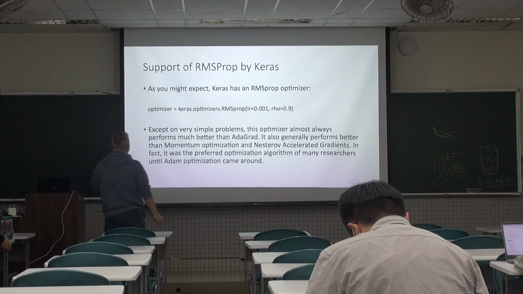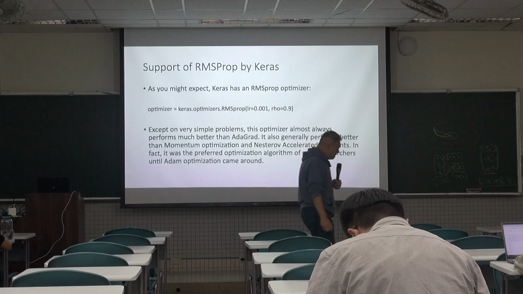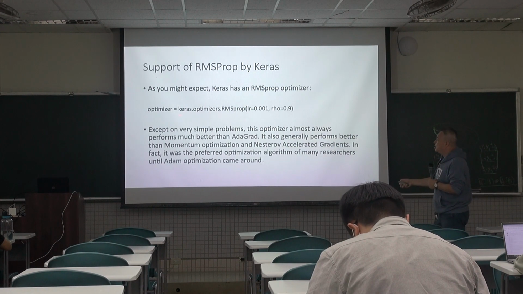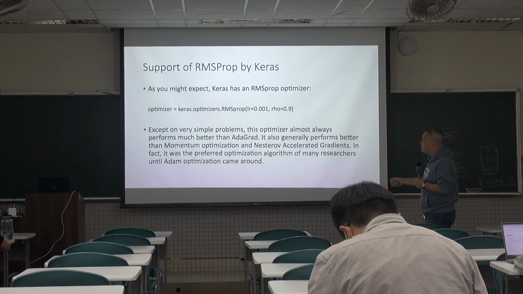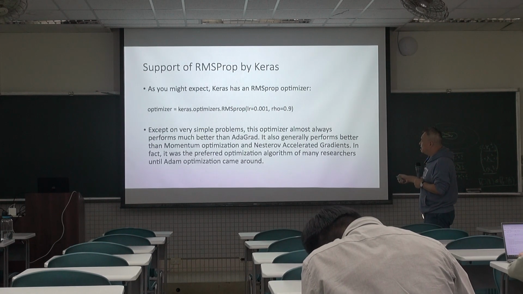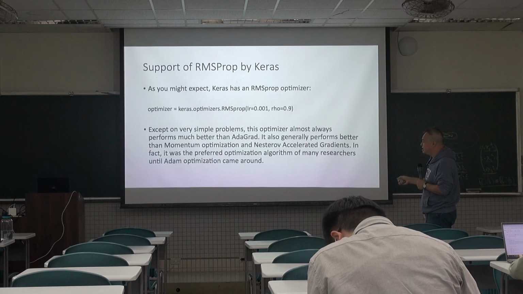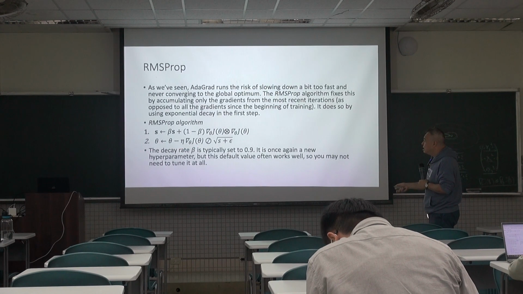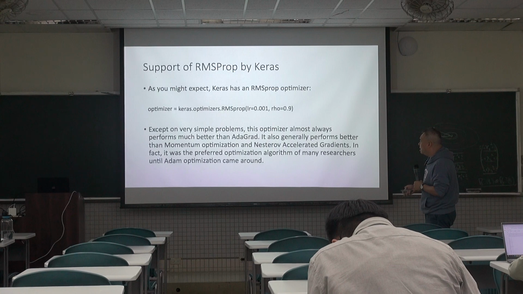So if you want to use the RMSProp optimizer in your program, there's an RMSProp optimizer there. You just need to provide the learning rate and this rho. This rho actually is the beta in the formula.